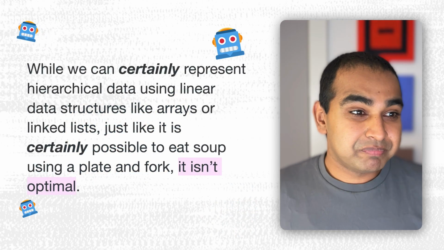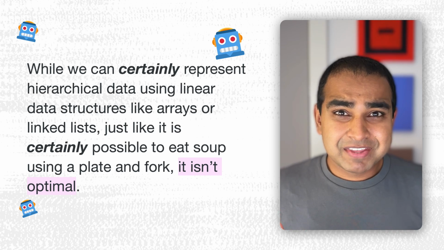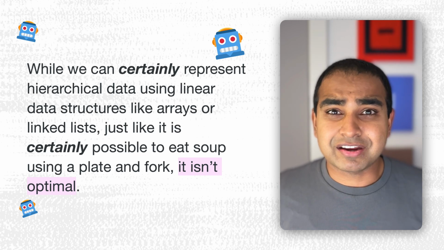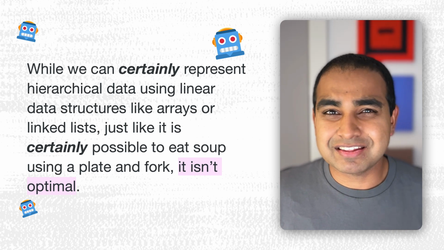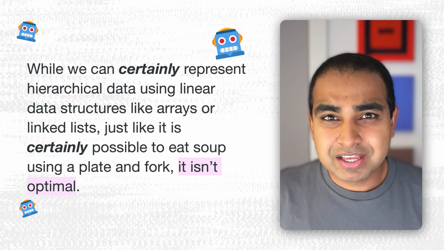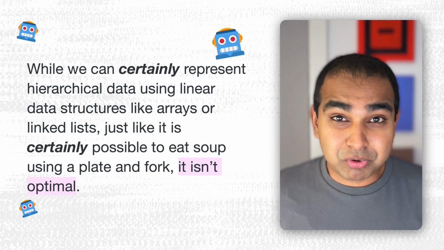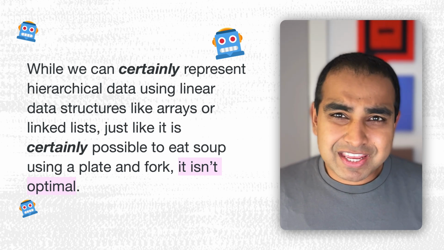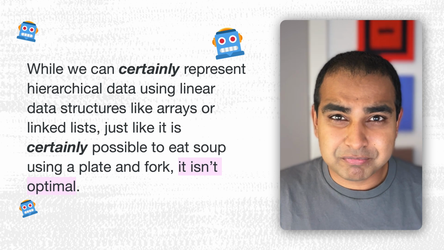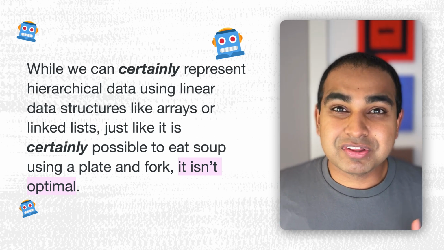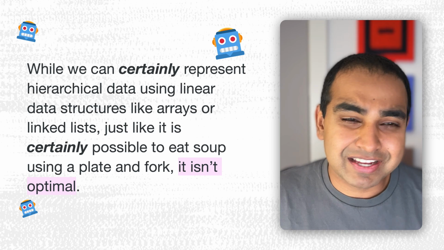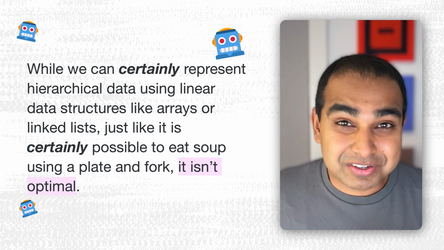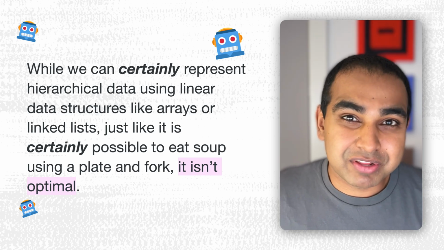Now, getting back on track. When it comes to hierarchical data, we don't have to use a tree. We can certainly represent them using linear data structures like an array or linked list. But the thing is, if you had to eat soup, the most common way of eating soup is using a bowl and a spoon. Pretty efficient, makes a lot of sense, right? But you could sort of eat it using a plate and a fork. It might take you a while, but you can still do it. The thing is, you want to use the right data structure for the right task at hand. And I think in this case, when it comes to hierarchical data, the right data structure is the tree. Others can be used, but we really want to focus on the tree.